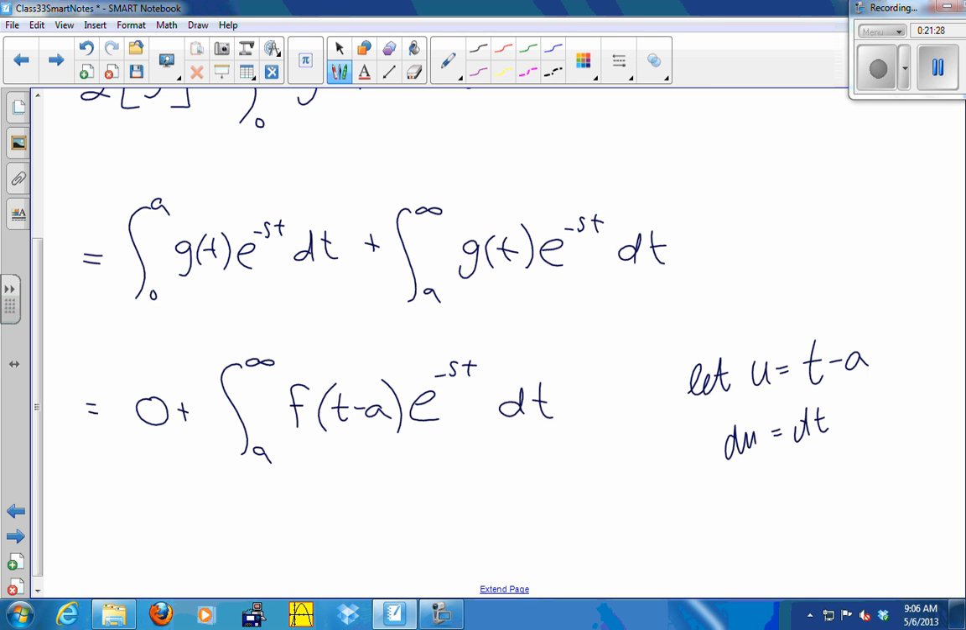But one little shortcut you can do is change the bounds. So my lower bound is a, u of a is 0. You plug an a in for t. In this function, u equals t minus a, if t equals a, u equals 0. So when t equals a, u equals 0. So I'm going to replace this bound of a here because I'm changing all my variables to u's. This a is a t value. I'm going to replace it with the u value of 0.